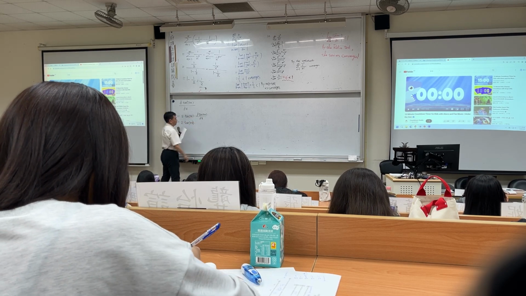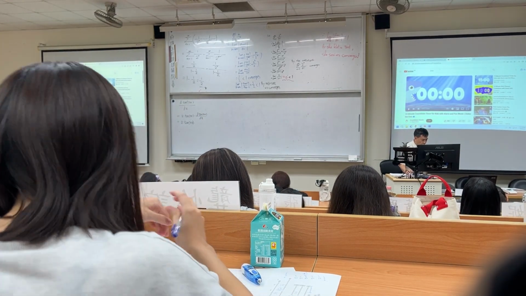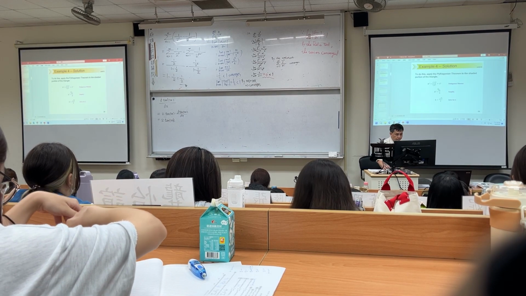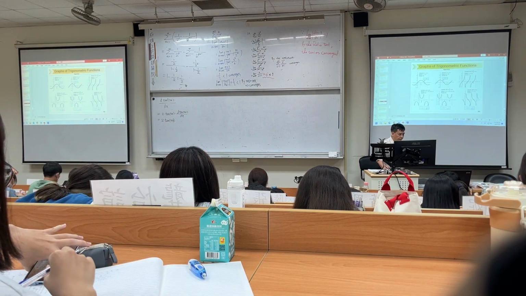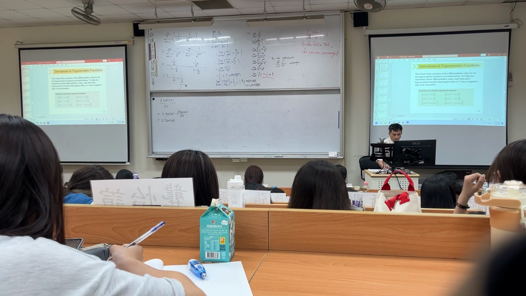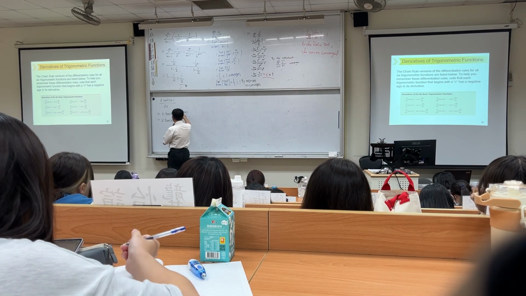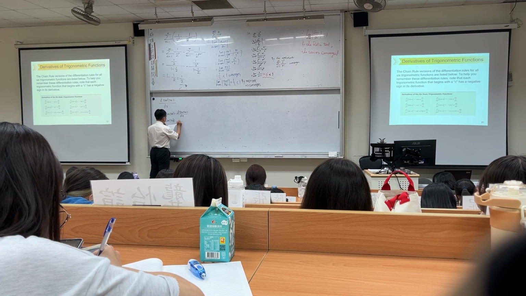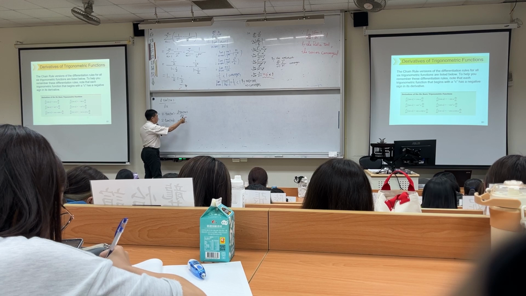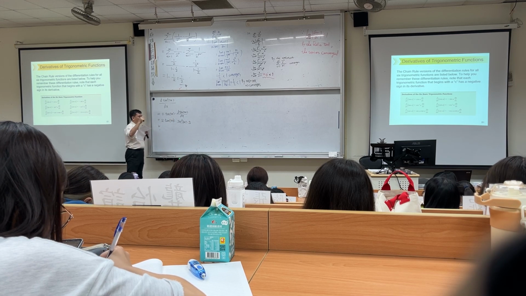The derivative of tangent is secant, so it will be secant squared 3x. Then we do it again, taking the derivative of 3x, so you will have 3 here. You just use the chain rule twice.